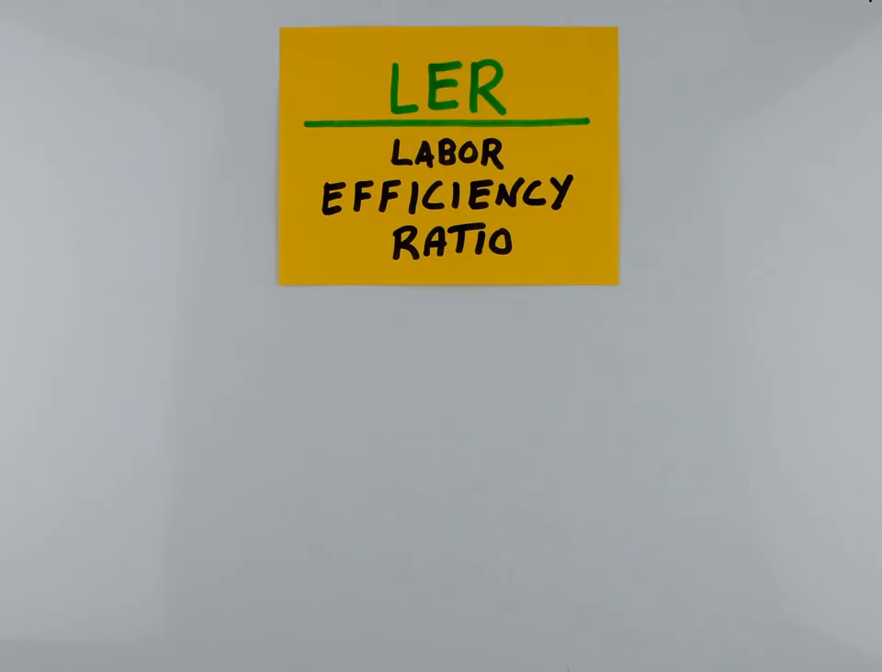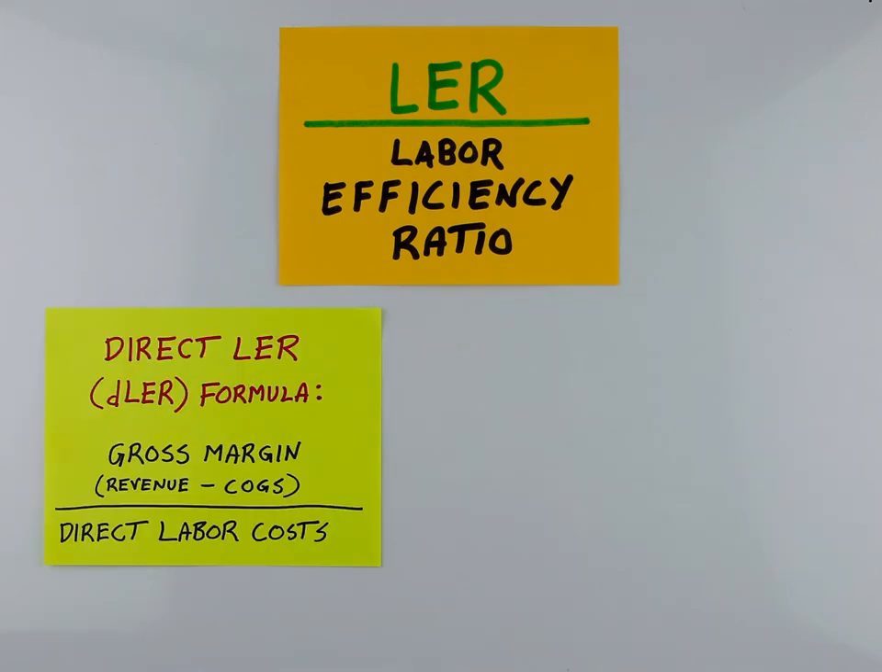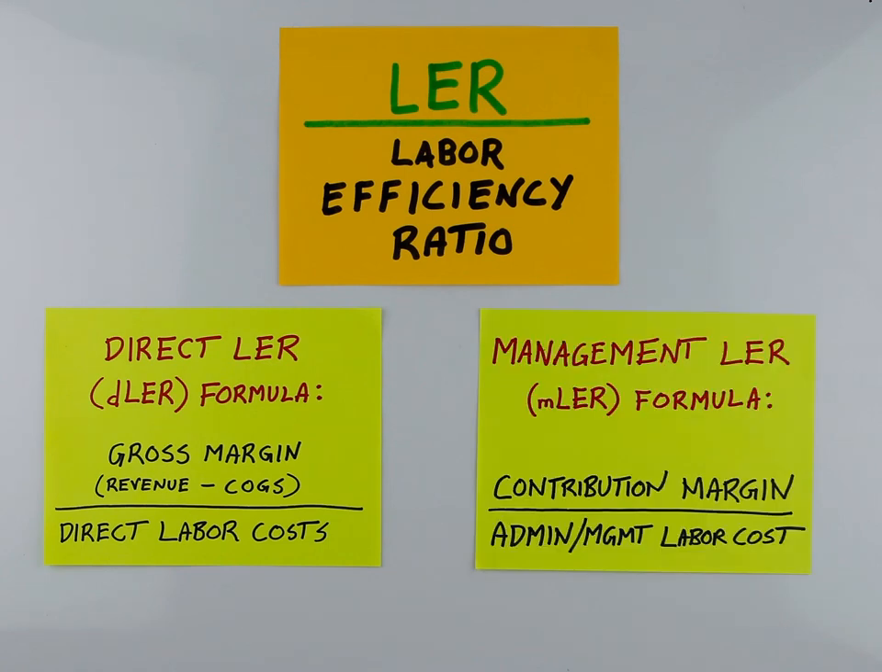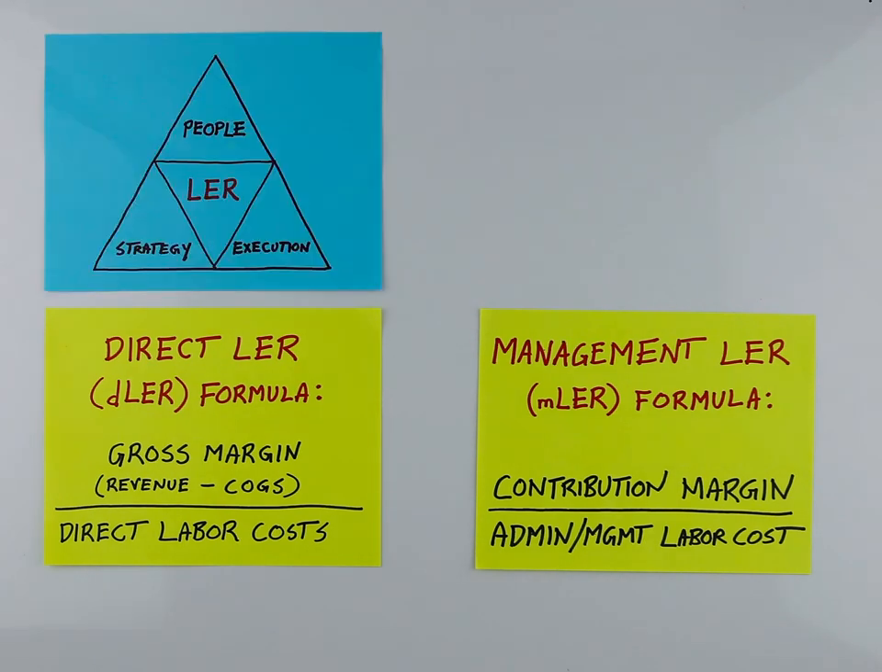Well, that's it for direct LER. Just to recap the labor efficiency ratio, there are two formulas. There's the direct LER, gross margin divided by direct labor cost. We have the management LER, which is contribution margin divided by admin management labor cost. Remember to always use the LER triangle. Always look at it from the filter of people, execution, and strategy.